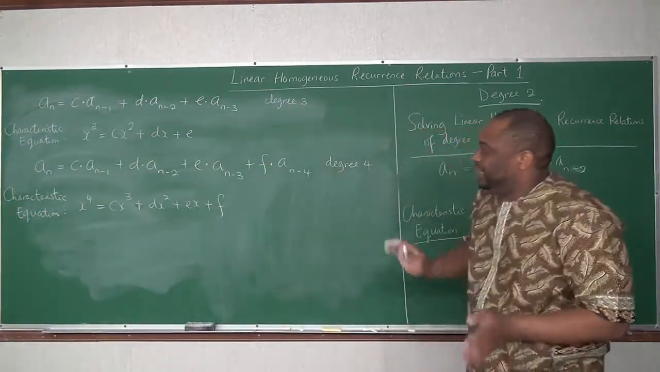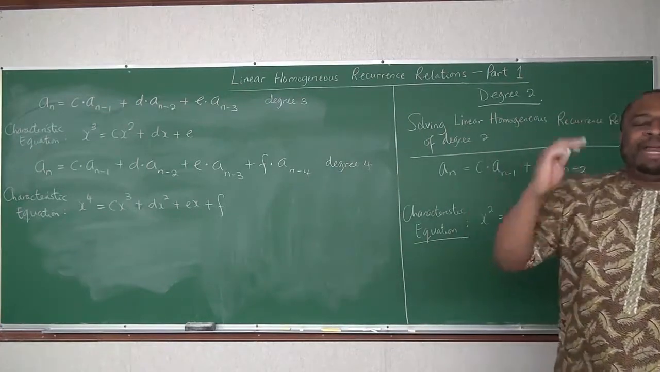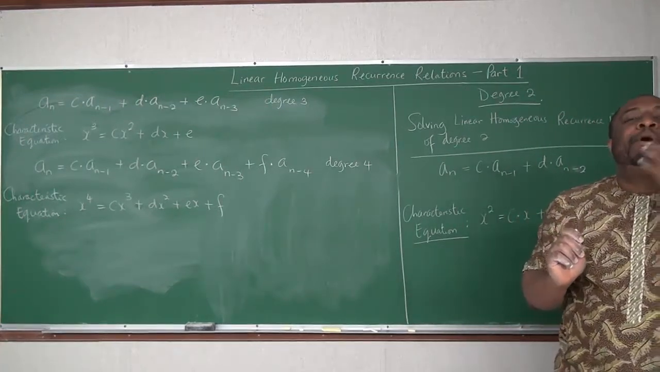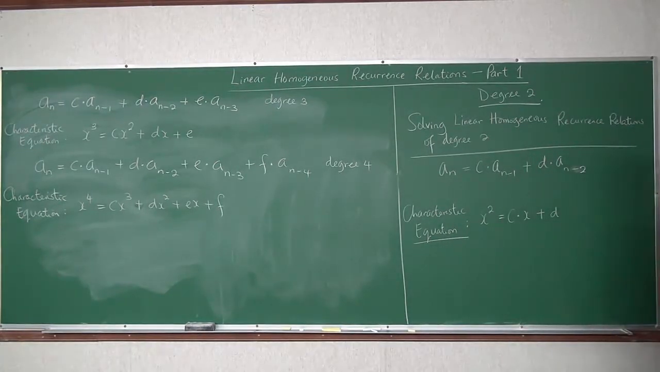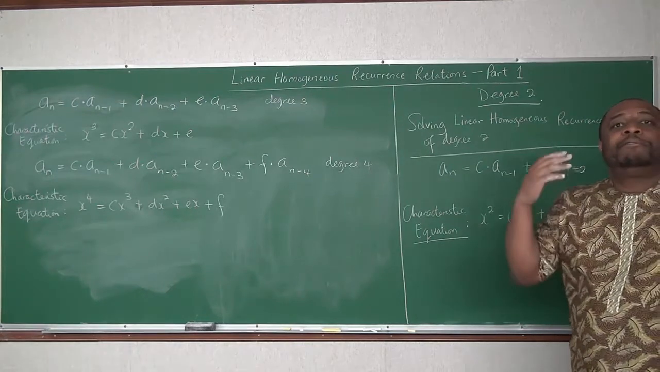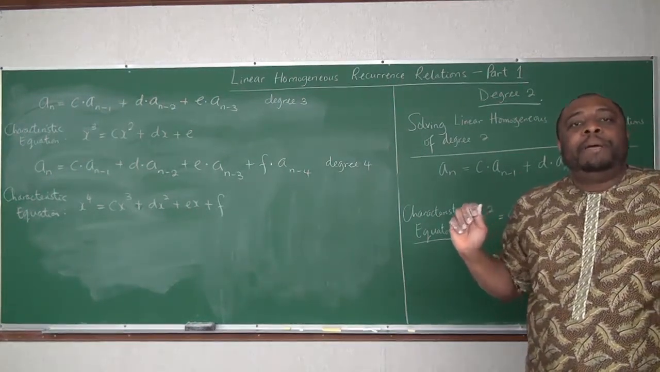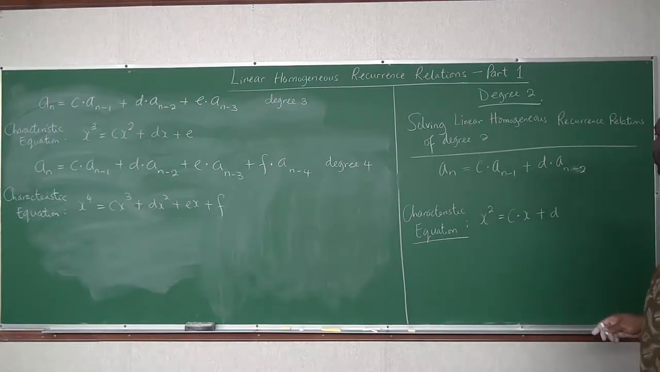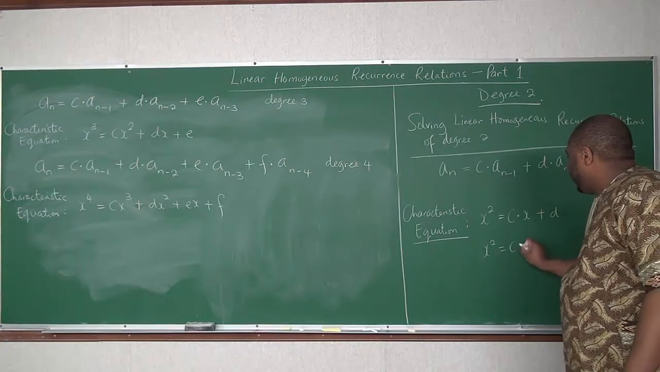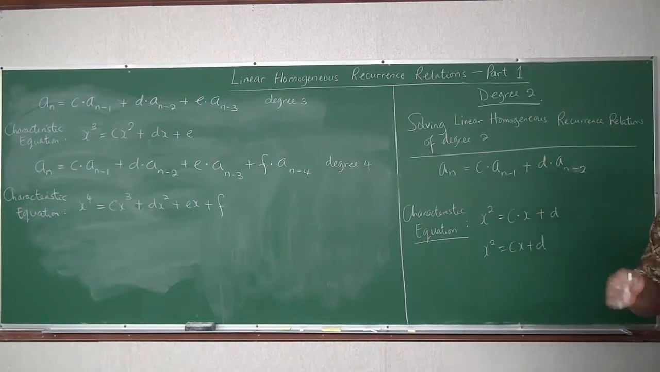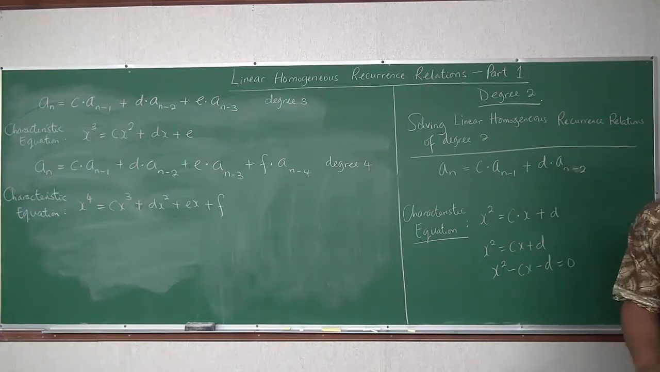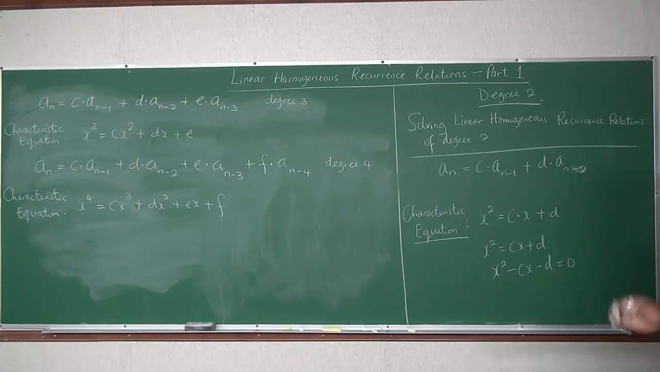But like I said, our focus is on degree 2. I'm just trying to at least give you an overview of how you write characteristic equations. It is the polynomial we associate with that recurrence relation, and it is used for finding an explicit formula for that relation, because the roots of that characteristic equation are very important to us. So we have x squared equal to cx plus d. We write it as an equation and then solve it: x squared minus cx minus d equal to 0, to get our roots.